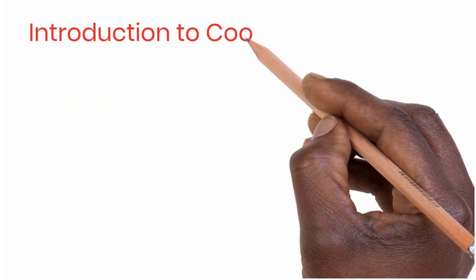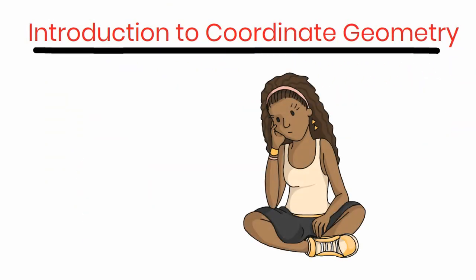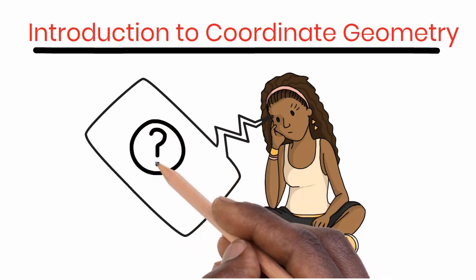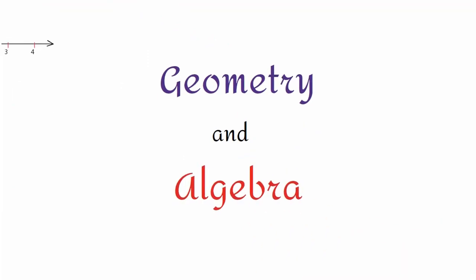In our first lesson, we look at introduction to coordinate geometry. And what is coordinate geometry? That is the question that we ask ourselves. Coordinate geometry is a system of geometry where the position of points on the plane is described using an ordered pair of numbers. So coordinate geometry combines geometry and algebra.